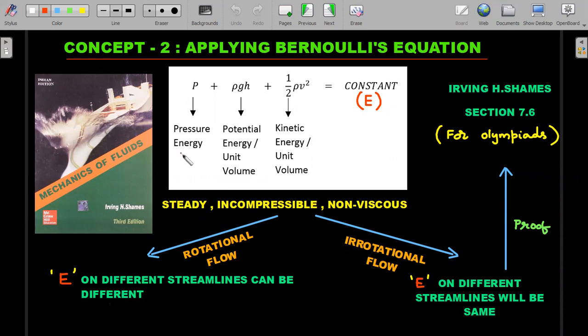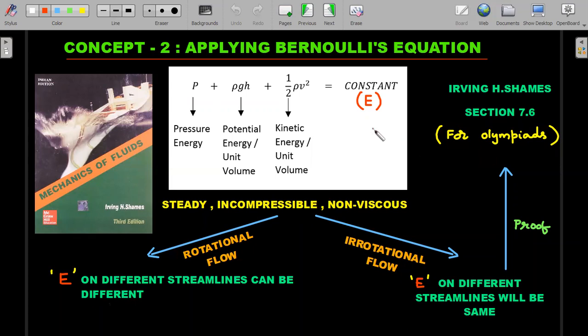There is a book called Irving H. Shames. I have picked up the Indian edition that I have at home, third edition, in which there is a section called 7.6, and here he derives Bernoulli's equation from the basics of thermodynamics.